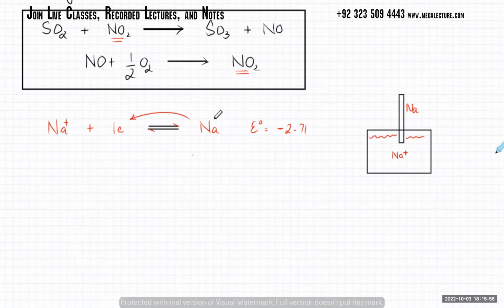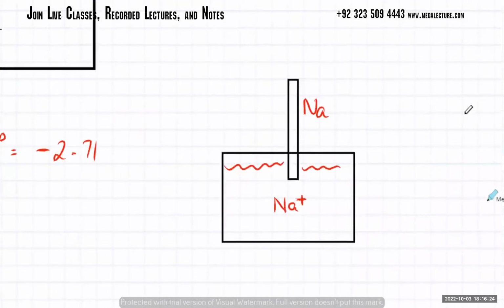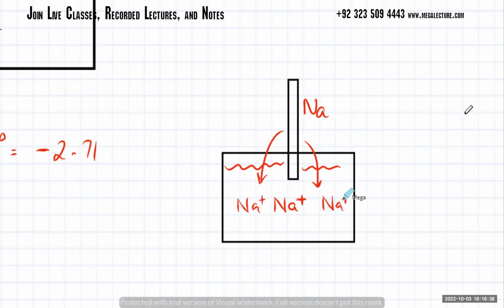So what will happen? There are two possibilities. Either sodium will lose electrons to form sodium ions, or sodium ions will gain electrons to form sodium back again. So what will sodium do? Lose electrons, or will sodium ions gain electrons? What does it want to do? Lose. Sodium is very reactive, right? So what's going to happen over here is that there will be a vigorous reaction. Sodium would start to lose electrons, a lot of them. So a lot of sodium ions are going to be produced.